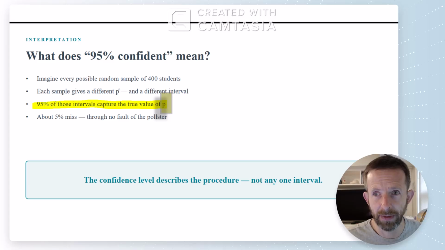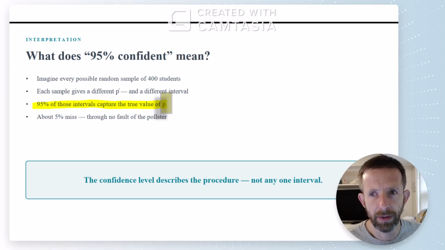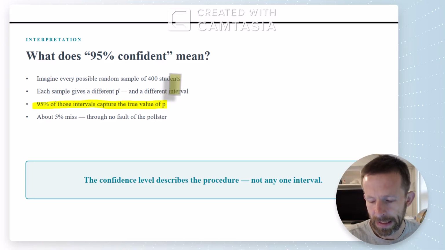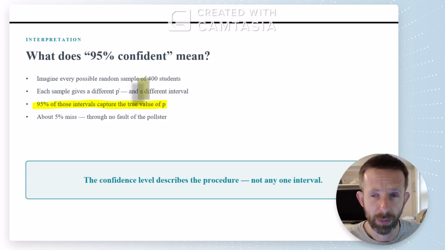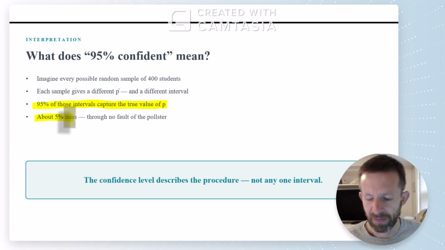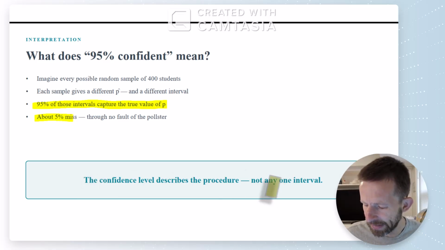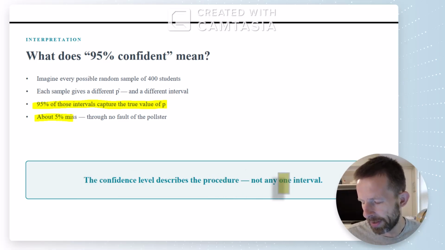So if we were to take a census and find the proportion of all the students that are satisfied, it would take a long time and it would be expensive. This is why we do sampling. But that true value exists. And 95% of our samples, the way we set them up, would actually contain that value. So that also means if 95% capture it, that means 5% miss it. The confidence level describes the procedure, not any single interval.